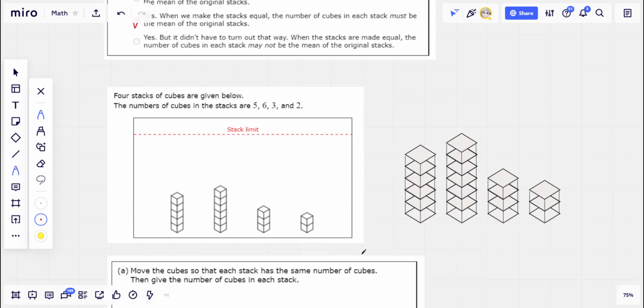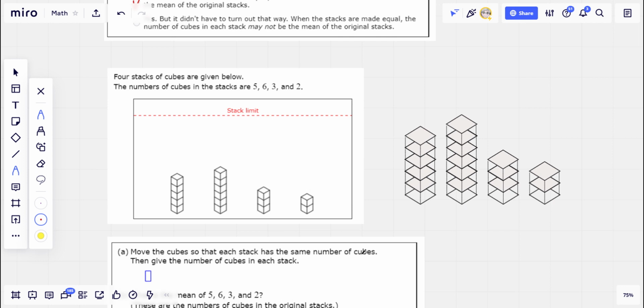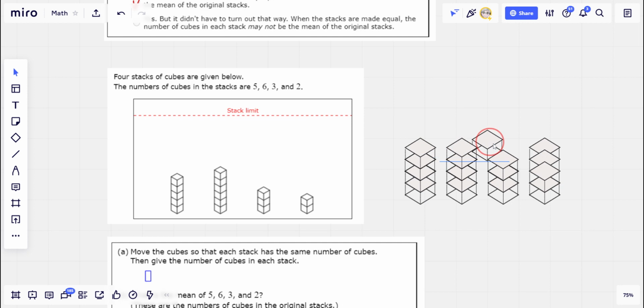Let's try one more of those to practice. Okay. So now we've got 4 stacks of cubes, 5, 6, 3, and 2. And our first problem is to move them so that they're in equal stacks. So let's do that. They may not stack up on top of each other exactly right, but that's okay. And let's see, this one's now the highest, so we'll move one over here. Now they're all even, and it looks like 4 cubes in each stack. So let's answer our questions.